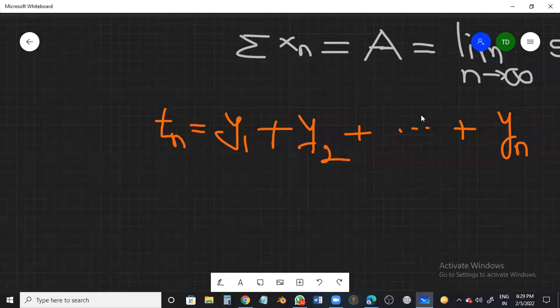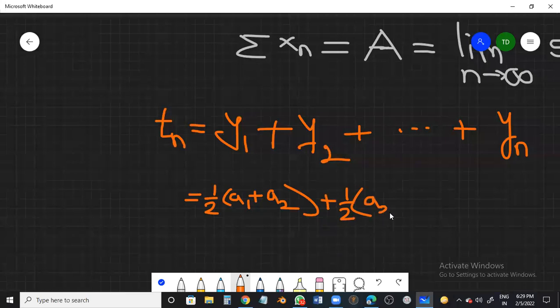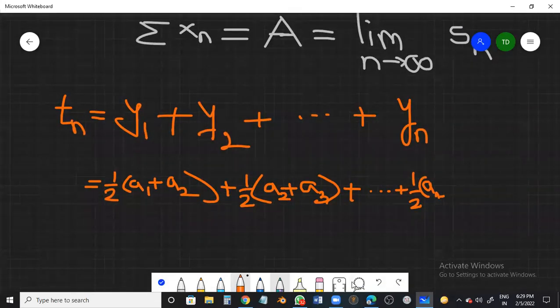Now I want to see what this Tn is in general. This will be equal to half of a1 plus a2, plus half of a2 plus a3, plus and so on, plus the last term, half of an plus an plus 1. The first term starts with a1, the second with a2, so the nth term will start with an. I suppose it is so.